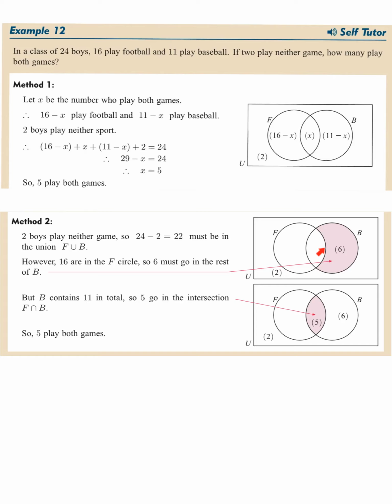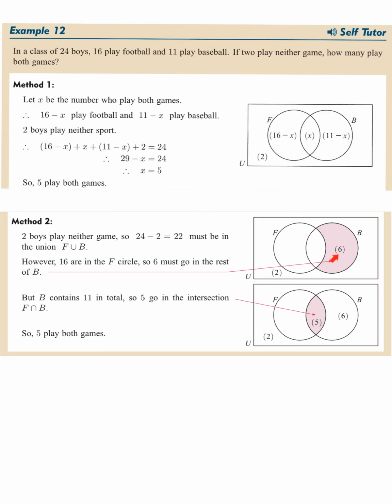Now, knowing that that's 22 in the circles, we also know that the people who play football is 16. So within this circle is 16. If you know that, then 22 minus 16 means that in this area here, it must be 6, because 16 and 6 is 22. Let me just go through that again. If we know that 2 play neither, and we also know that football within that circle is 16, then the 22 minus 16 must be this part.